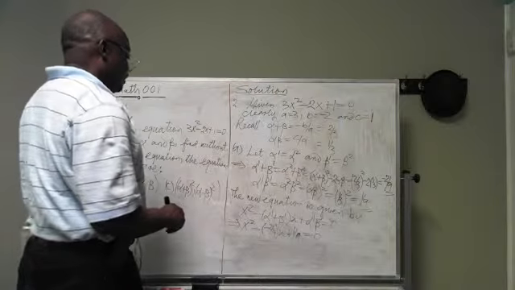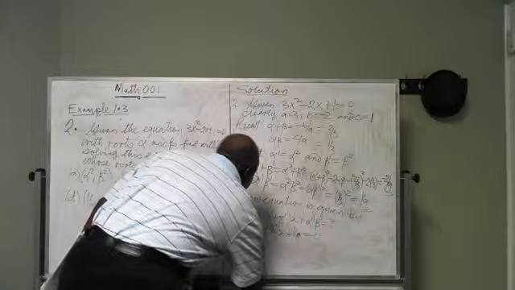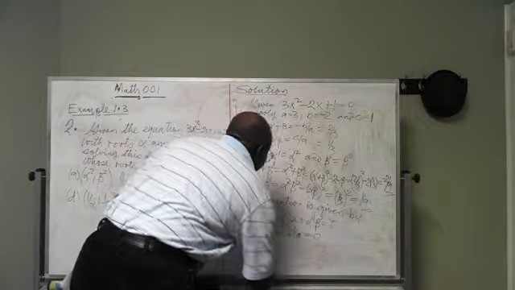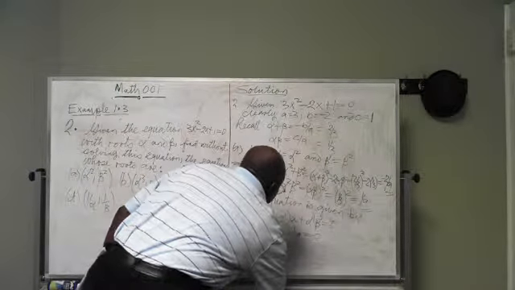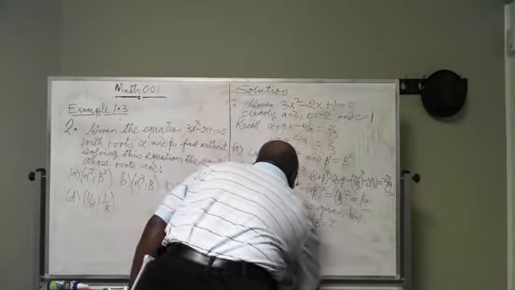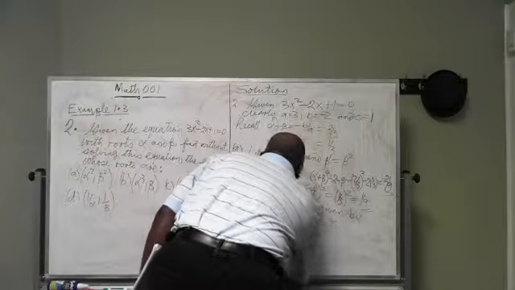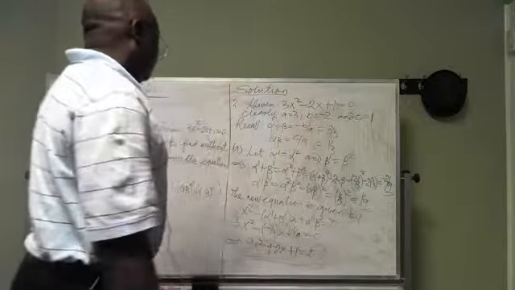Upon simplification, we will have 9x squared plus 2x plus 1 equals 0. And our solution is complete.